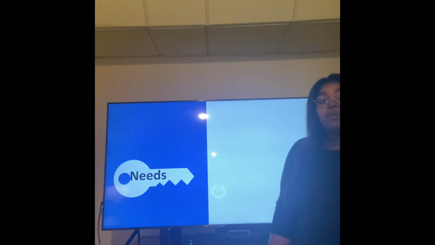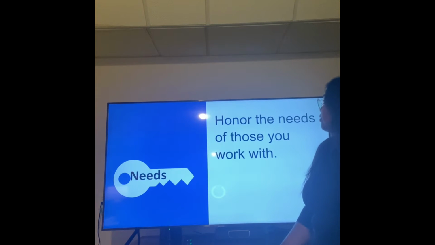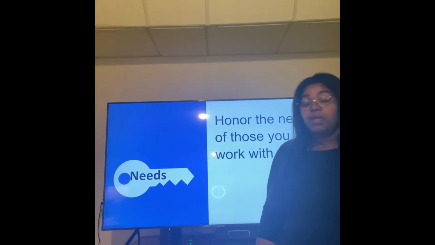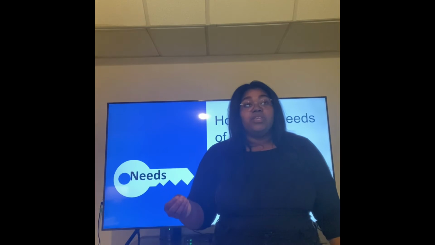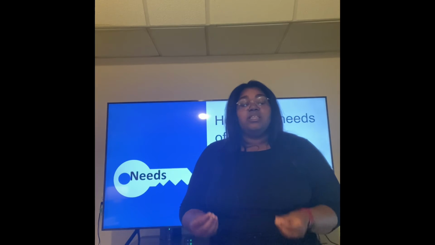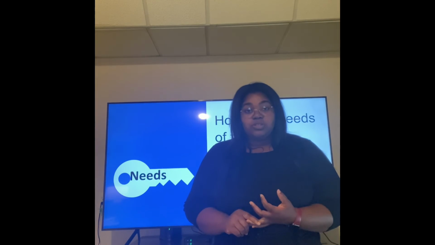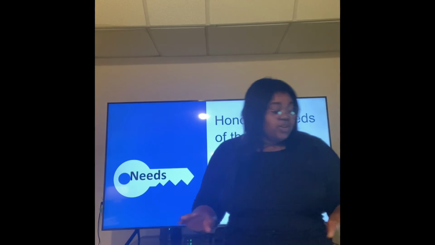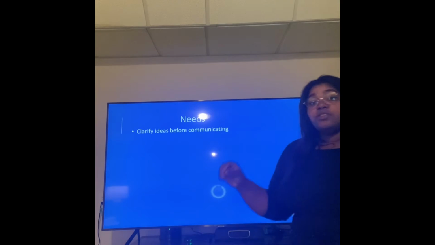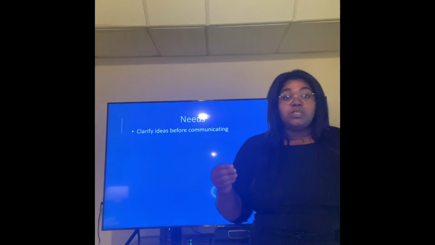The last key we want to cover today is needs. You want to honor the needs of those who work with you and for you. It is important that you keep in mind that these needs are not just physical needs. These can be mental, emotional, any kind of need you need to honor. Some keys are: you need to clarify ideas before communicating. Make sure that you understand what is being told to you, okay?